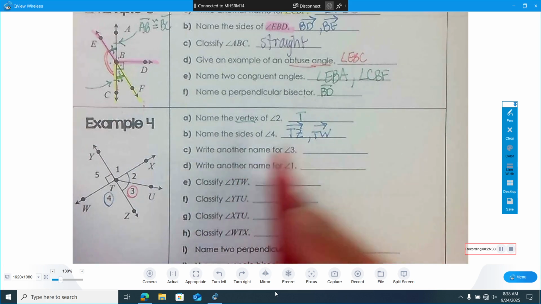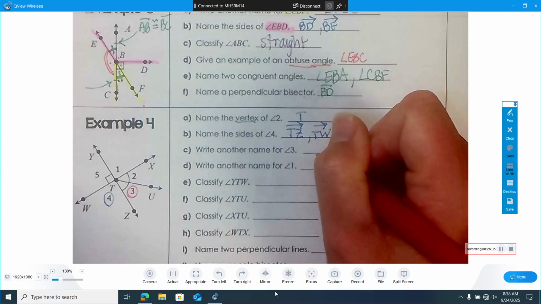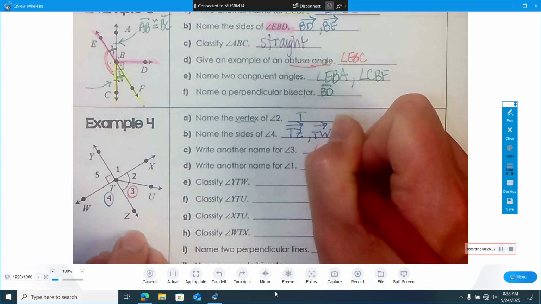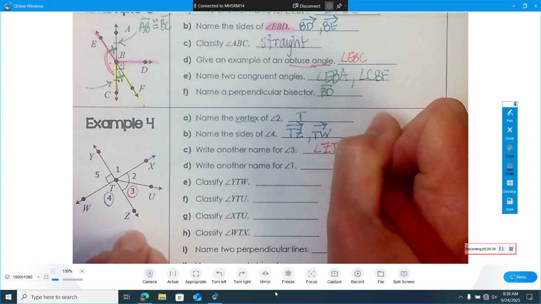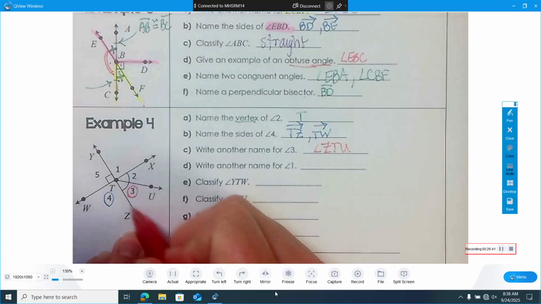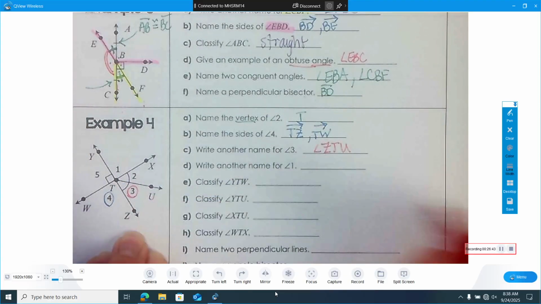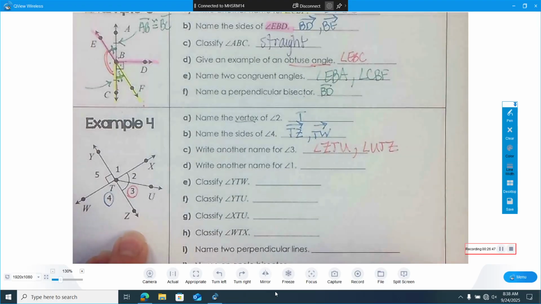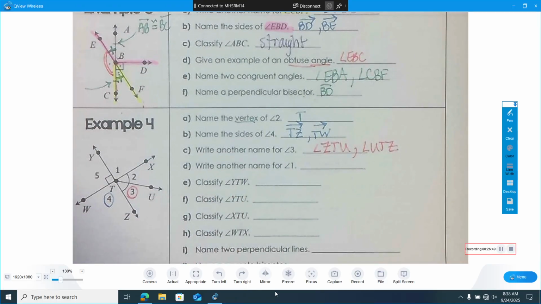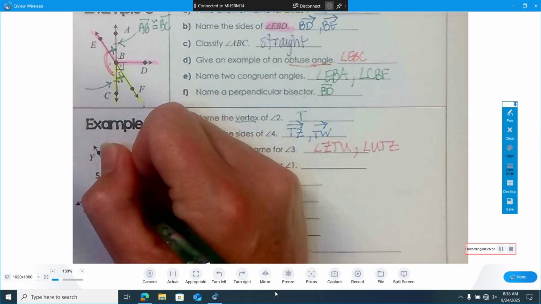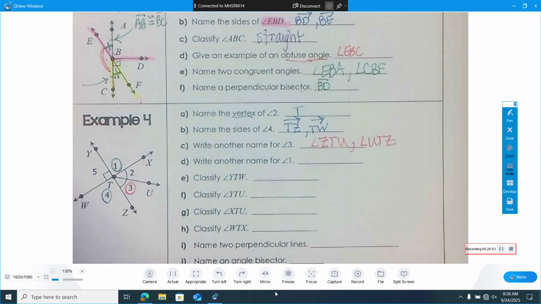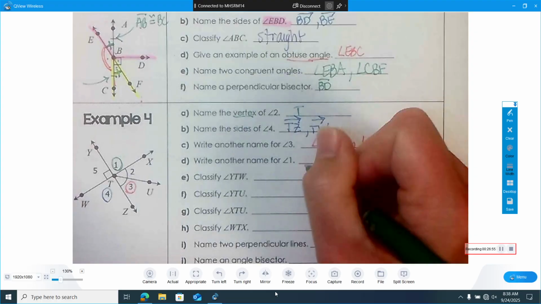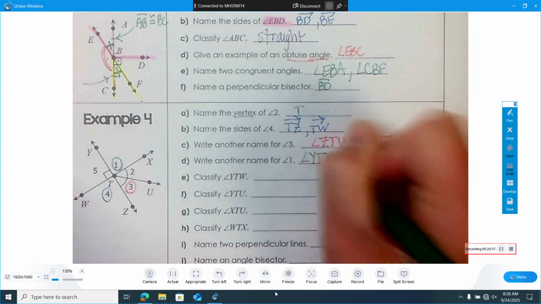What's another name for angle 3? ZTU would work. Angle ZTU, Z, T in the middle, and U. What's another way to name that? UTZ. Beautiful. Okay. Write another name for angle number 1. Angle number 1 is up here. What's another name for angle 1? YTX. Angle YTX. Beautiful.